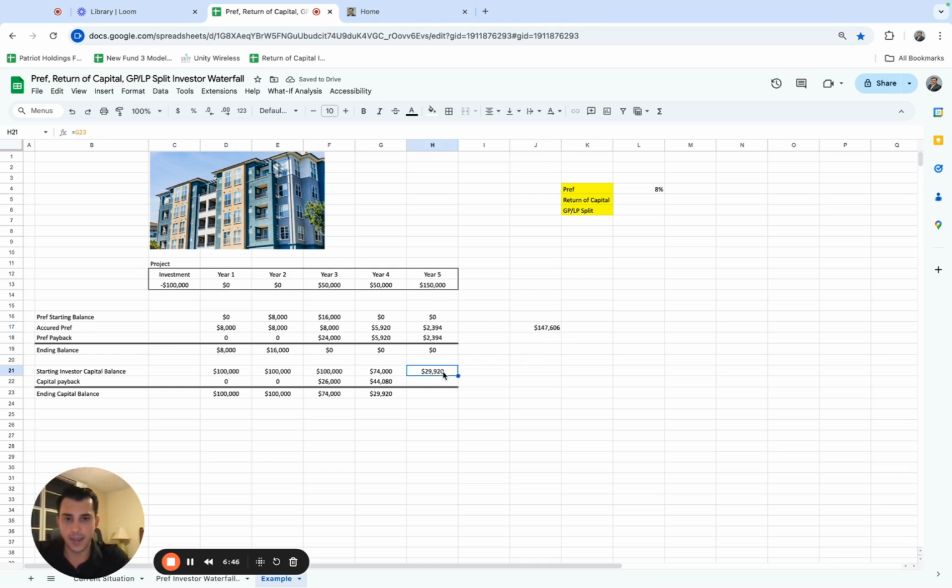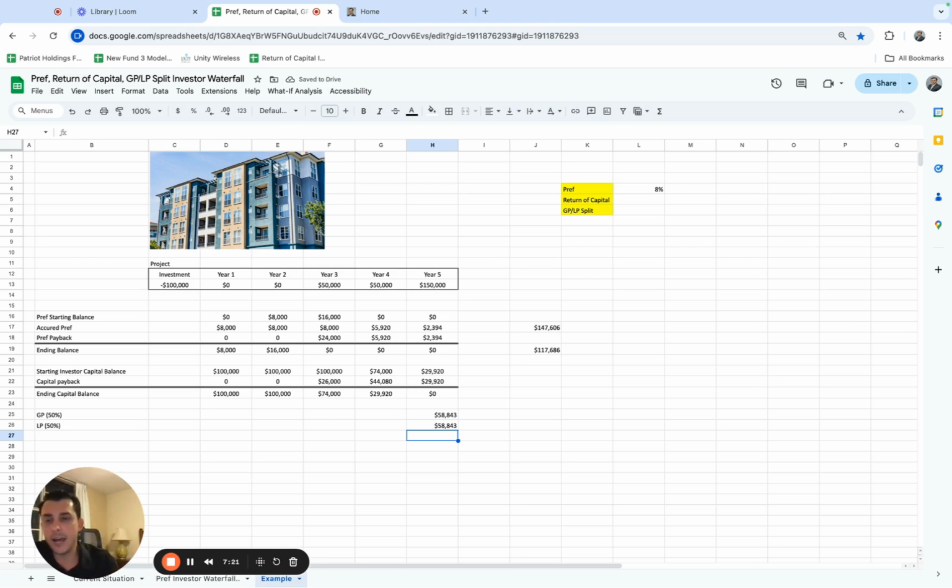So 29,000 of that's going to go to here, bringing the capital balance to 0. And then to see how much we have left over, we're going to have equals this minus 29. That's 117 left over. And now we have the GP LP split. And pretend in this case, the GP gets 50%. The LP gets 50%. That means the GP gets 50% of this, and the LP is going to get the other 50% of this. Okay?